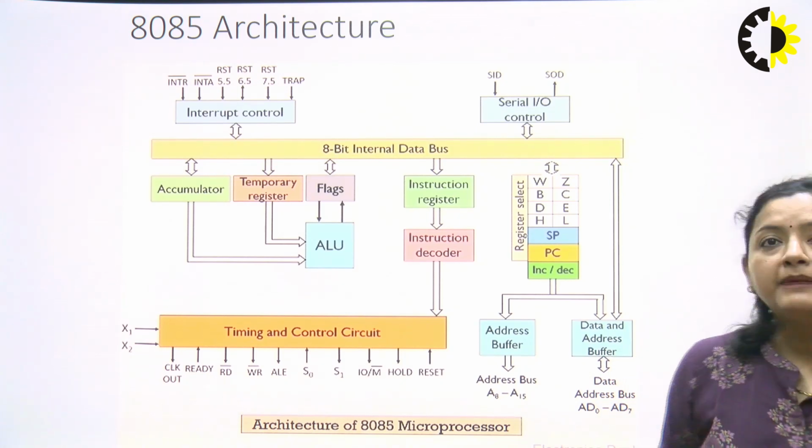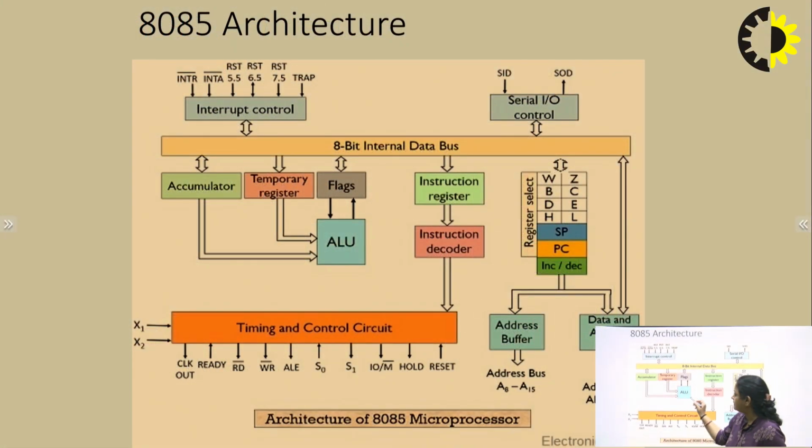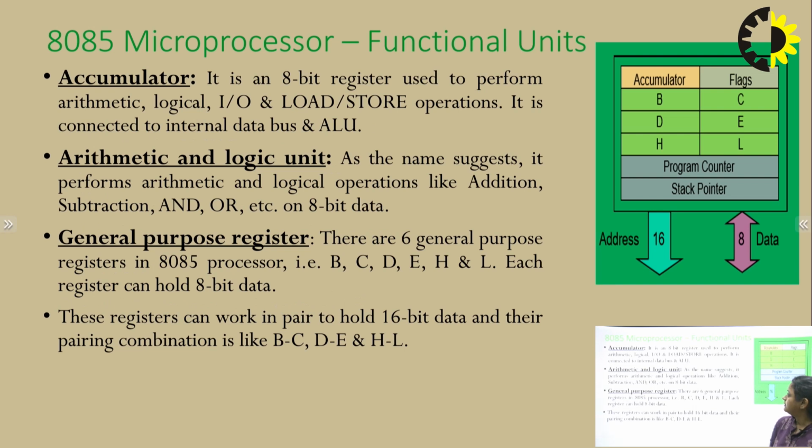Next we have arithmetic and logical unit, the ALU. Next is timing and control circuitry, which is considered as the brain of this 8085 architecture. Then we have serial input output control unit, the 4th unit, and the 5th unit is interrupt control. As you can see, there are 8-bit internal data buses and address buses of 16 bits which are running throughout this architecture. So, we will begin with the first unit, that is register array.